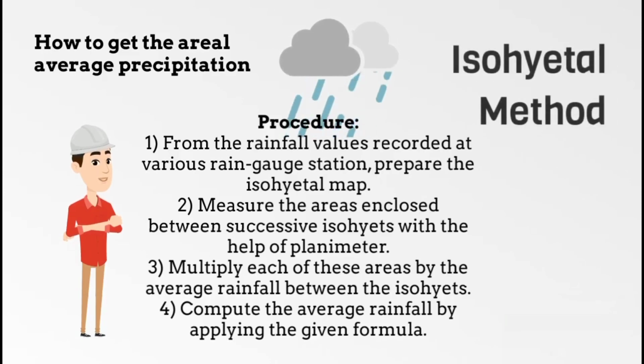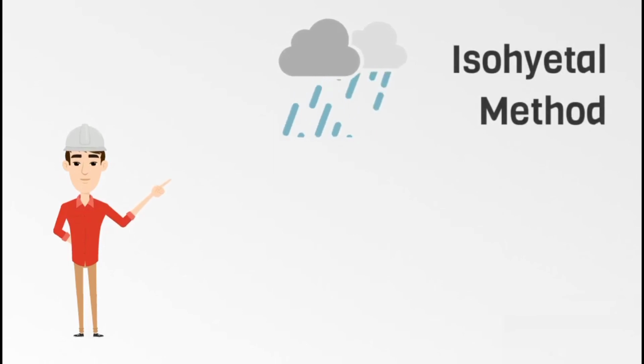How to get the areal average precipitation using the isohyetal method? First, from the rainfall values recorded at various rain gauge stations, prepare the isohyetal map. Second, measure the areas enclosed between successive isohyets with the help of a planimeter. Third, multiply each of these areas by the average rainfall between the isohyets. And lastly, compute the average rainfall by applying the given formula. Here's an example.